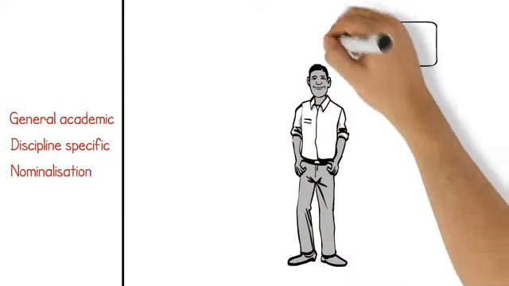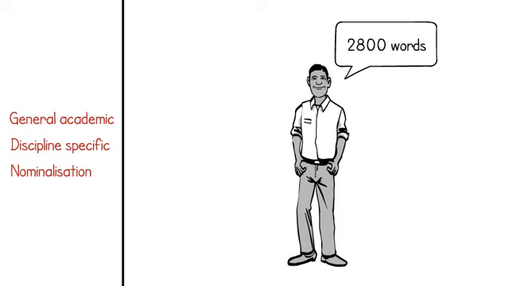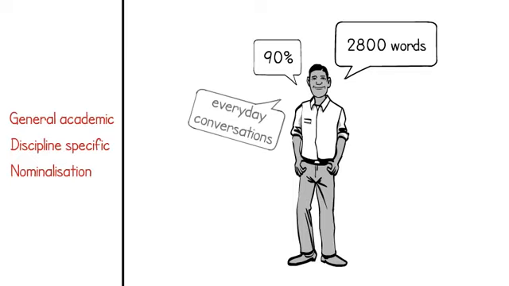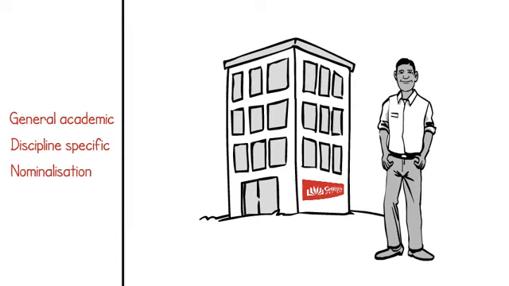You probably already know most of the words that you need to get by in everyday English. In fact, about 2,800 words make up 90% of the vocabulary used by native speakers in their everyday conversations. But the vocabulary that you are reading and hearing in your coursework is not the same as everyday English.